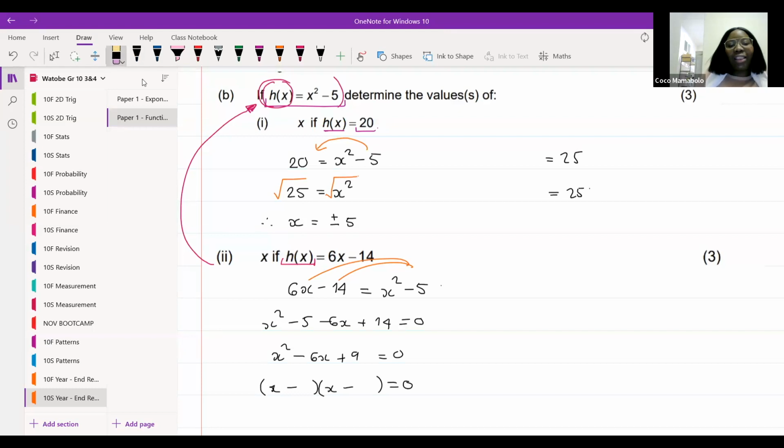I need factors of 9 that are going to give me negative 6 when added. I'm going to have 3 and 3. That means that x minus 3, I only have to write one of them because they're the same thing. x minus 3 is equal to 0. Therefore, just take that negative 3 over to the other side, x is equal to 3.